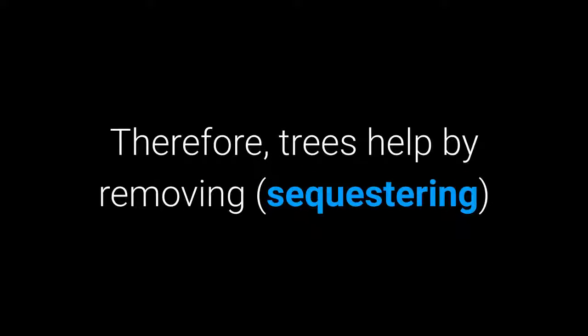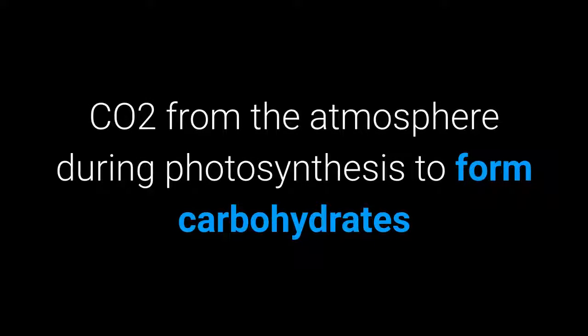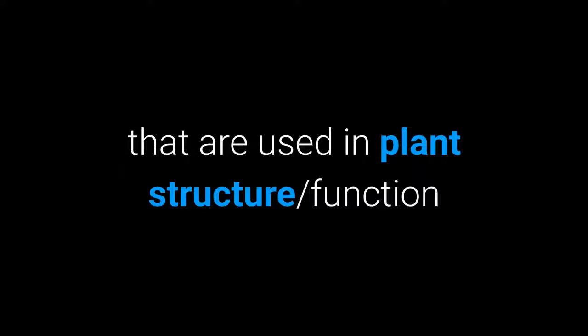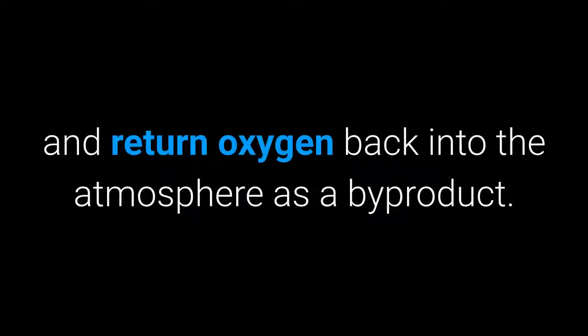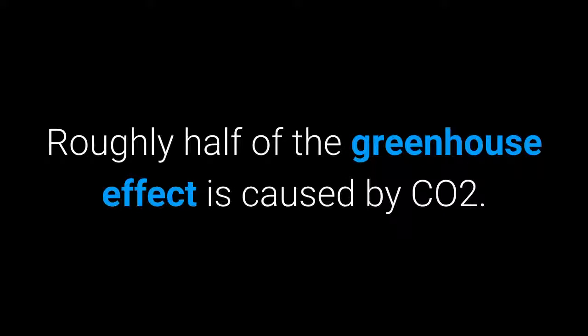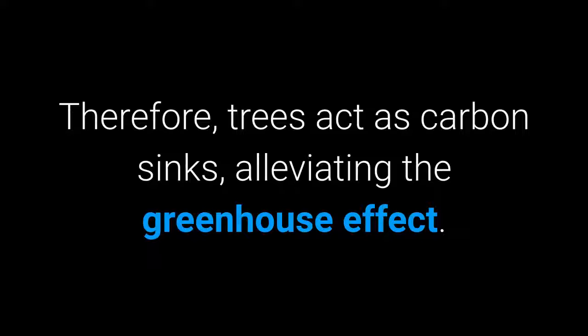Therefore, trees help by sequestering CO2 from the atmosphere during photosynthesis to form carbohydrates that are used in plant structure, function and return oxygen back into the atmosphere as a byproduct. Roughly half of the greenhouse effect is caused by CO2. Therefore, trees act as carbon sinks, alleviating the greenhouse effect.